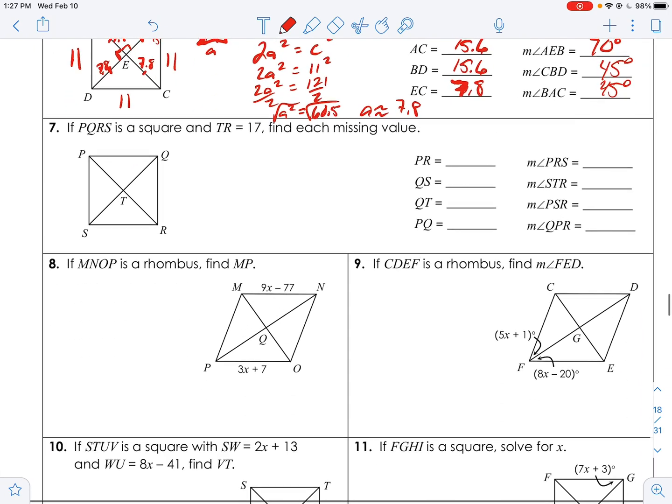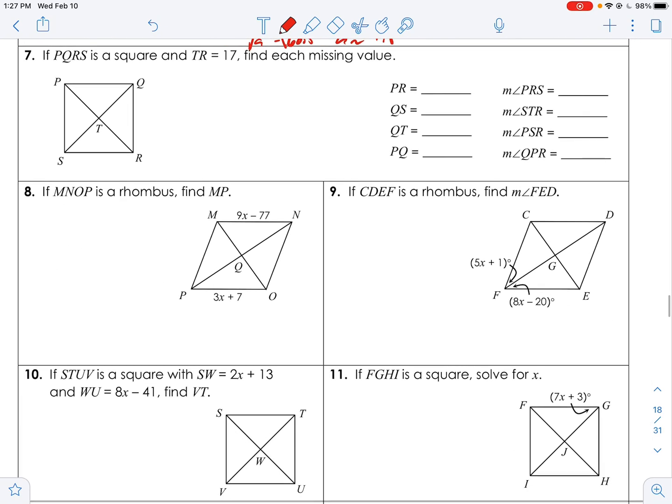Go ahead and try number 7. Give it a pause, come back, let's see how it goes. All right, it's a square. TR is 17. So that means this is 17, and that is 17, and that is 17. Find all of the missing values.